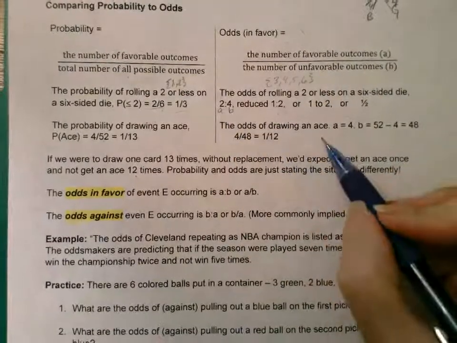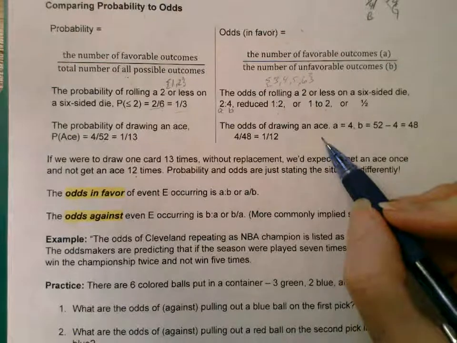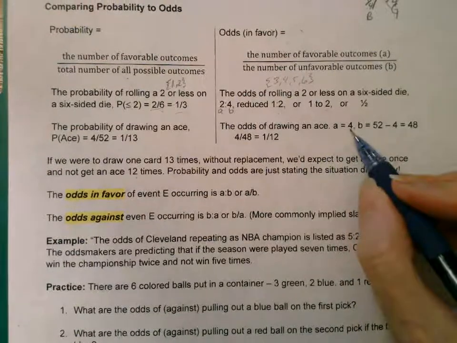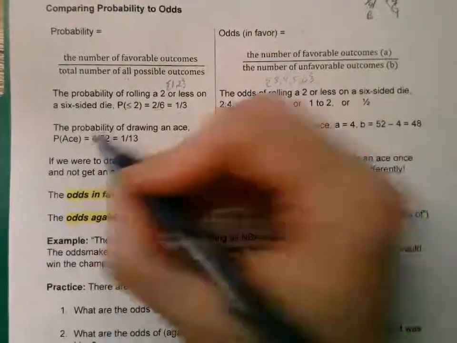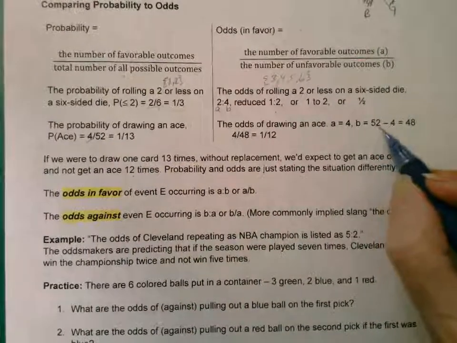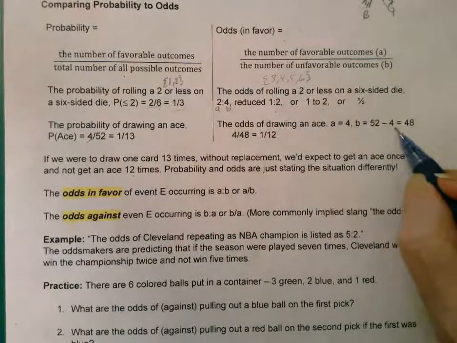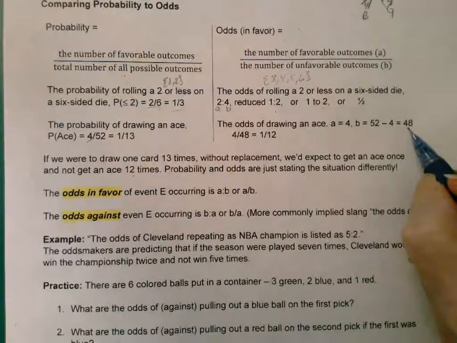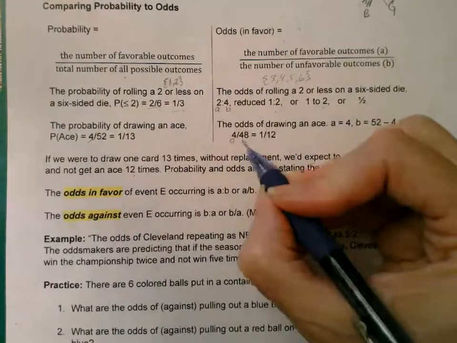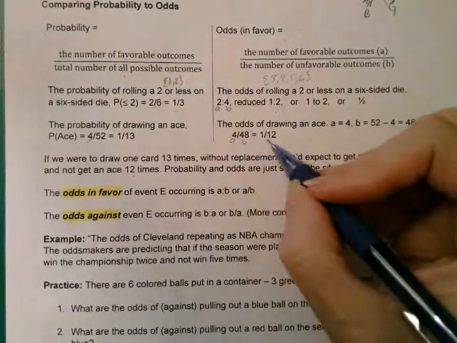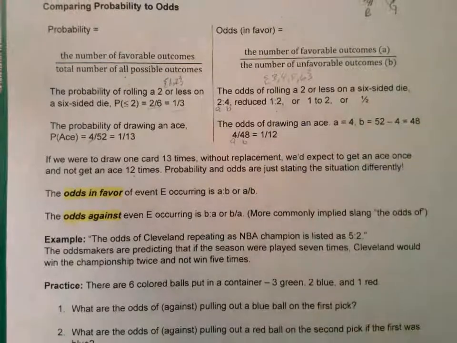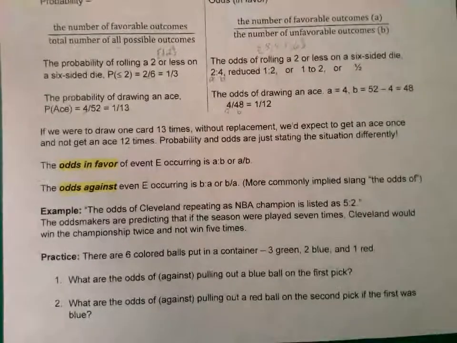If we're drawing an ace, the odds of drawing an ace, well, the top number would be 4, right? And the bottom number would be whatever 52 minus that 4 was, which is 48. So this would be A over B. So it reduces to 1/12. Okay?